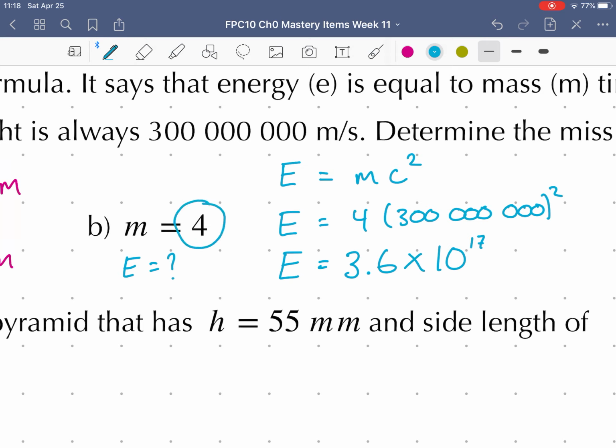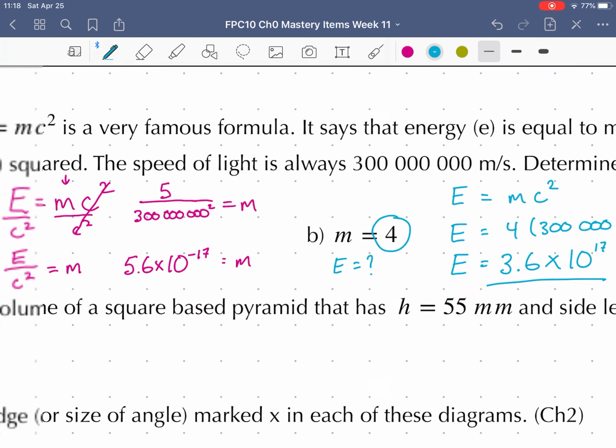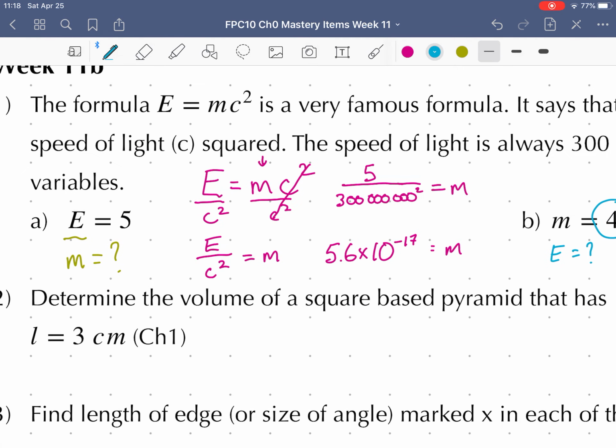So now you can see a small mass gets us a huge amount of energy, whereas a small amount of energy gets us a very tiny amount of mass.